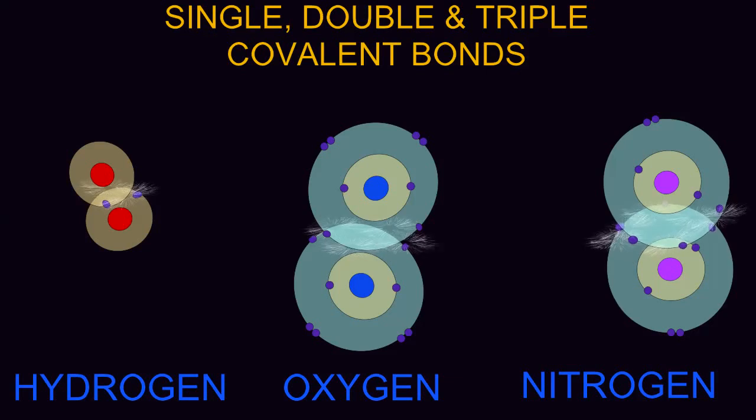its neighbor. This is a very strong bond, and thus nitrogen gas, N2, consists of 2 nitrogen atoms which are bound through triple covalent bonds.